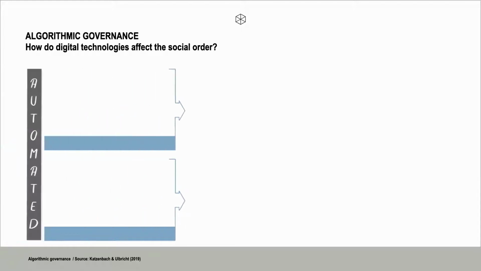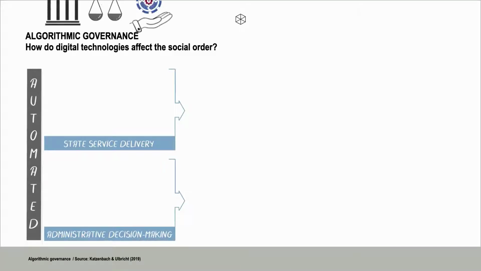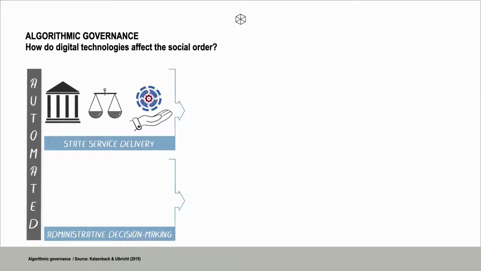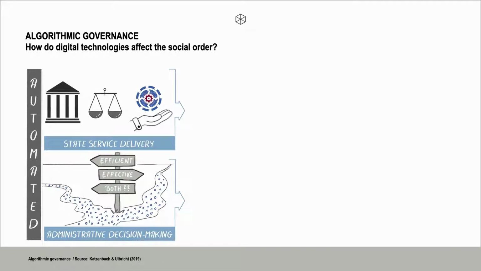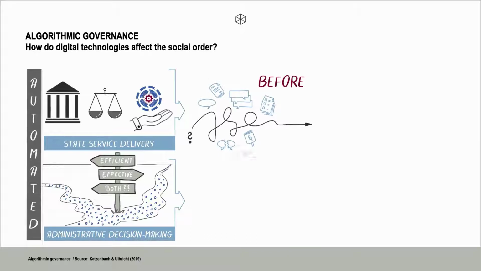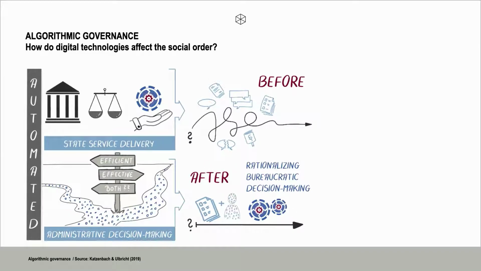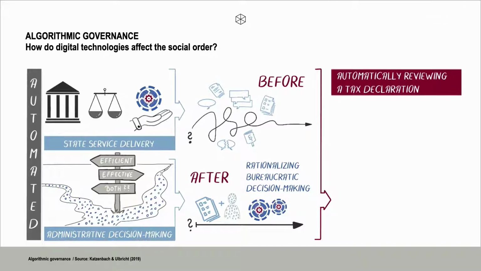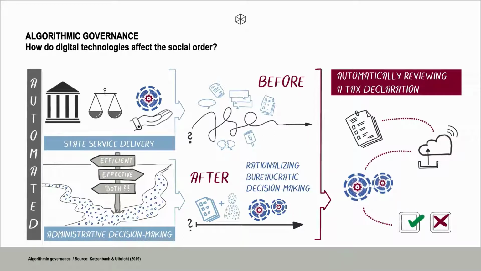Governments use these technologies to automate state service delivery and administrative decision-making. Algorithms in this governmental context are used to increase the efficiency and efficacy of state services, for example, by rationalizing bureaucratic decision-making, by targeting information and interventions to precise profiles, or by choosing the best available policy options. For example, by automatically reviewing a tax declaration and determining the eligibility of a tax refund within seconds and without any human effort.